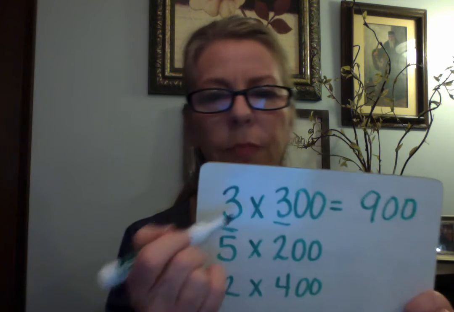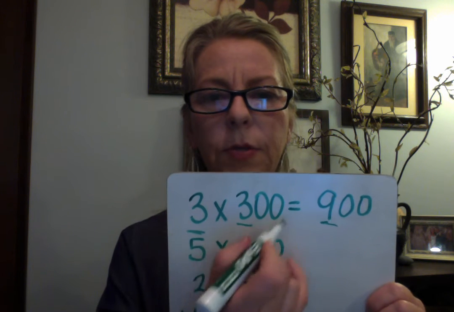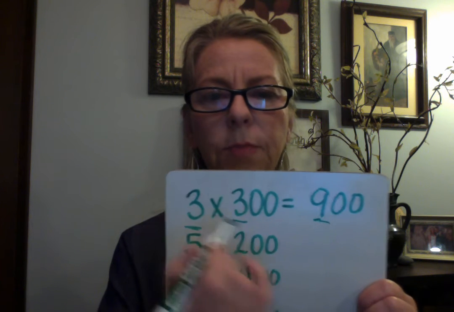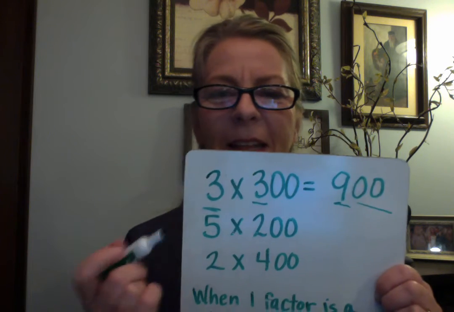Okay, now look at that. 3 times 3, here's our basic math fact. There are 2 zeros in our multiplication problem, so there are 2 zeros in our answer. Okay, let's try this one.